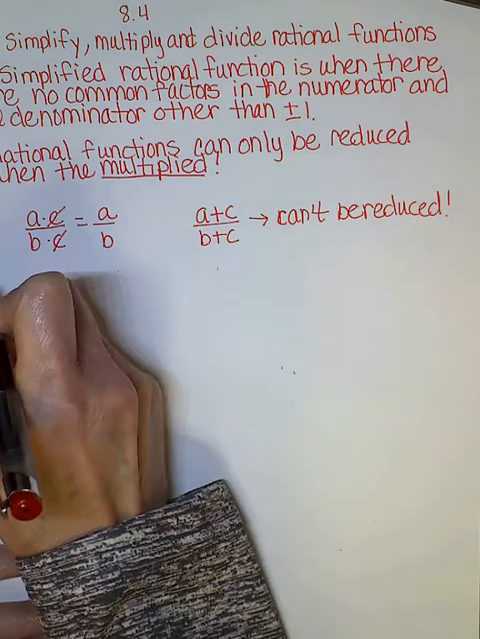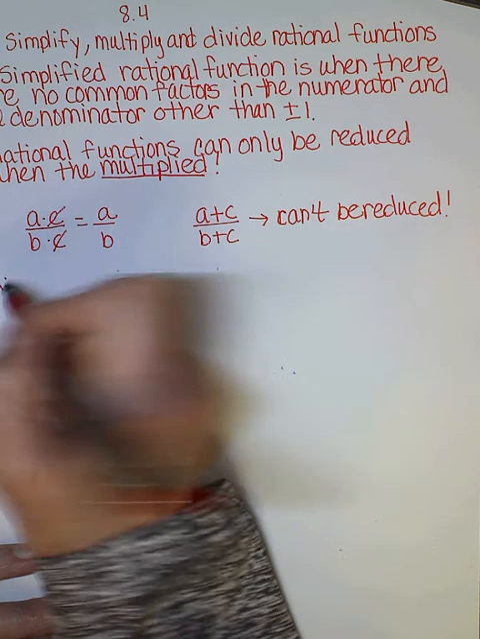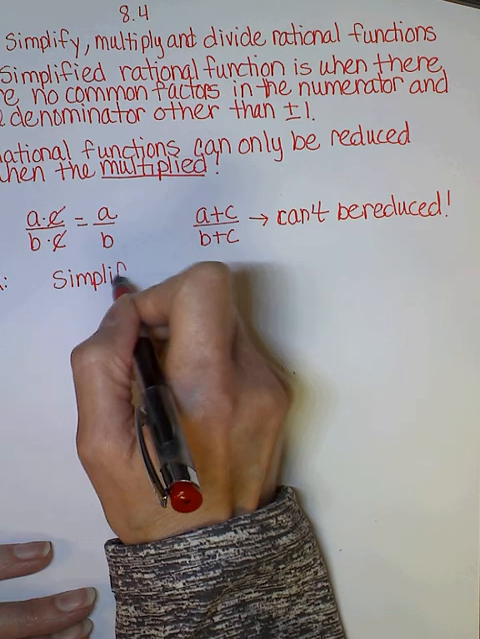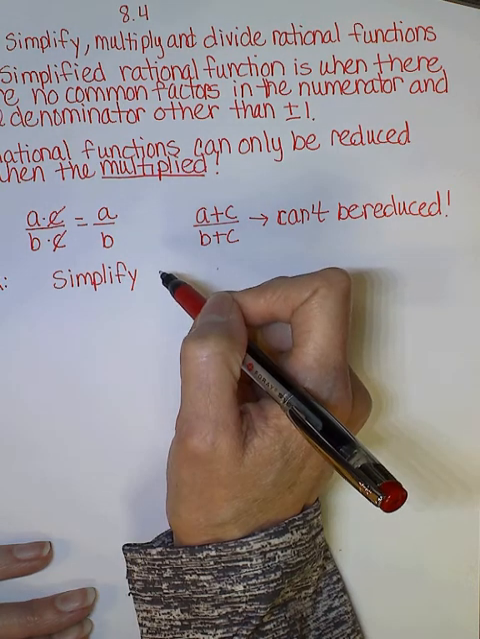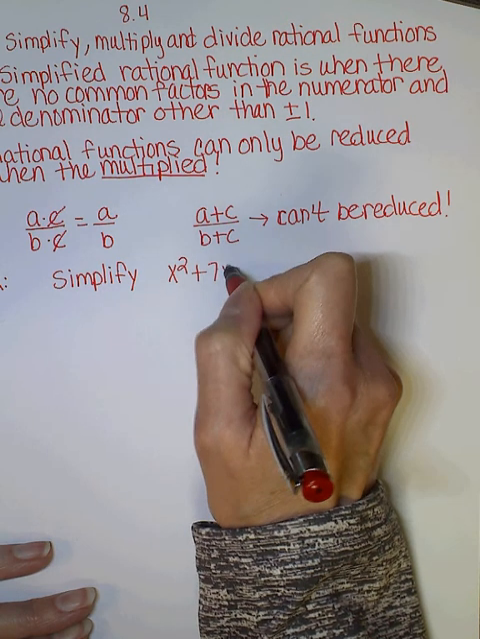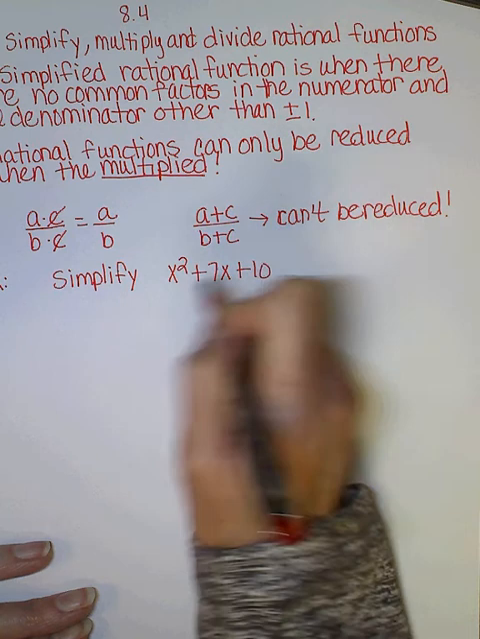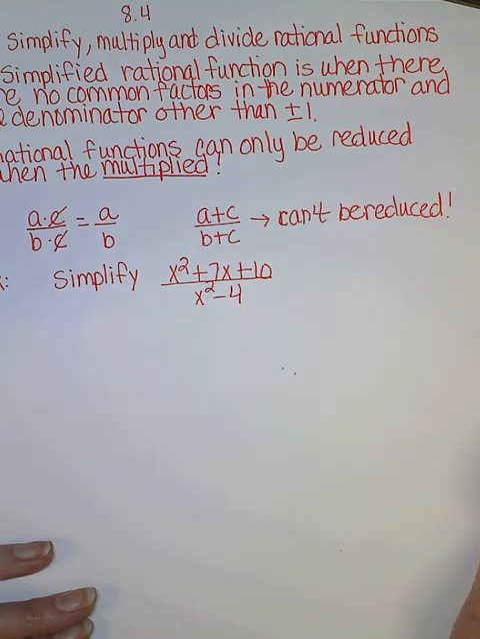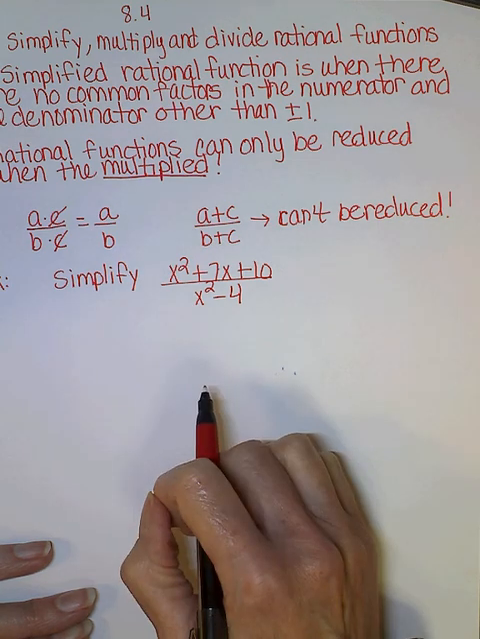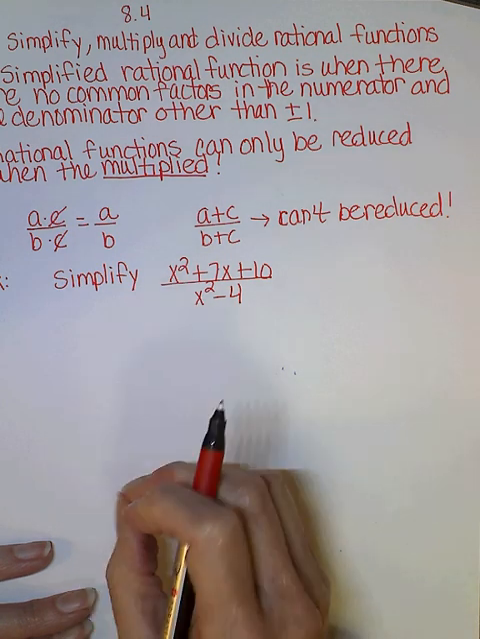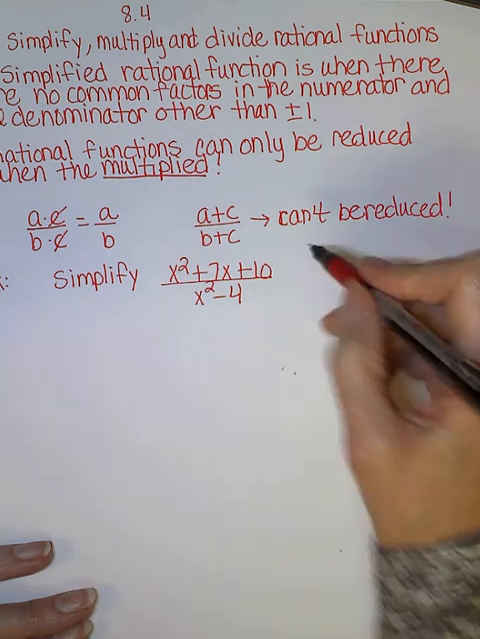Okay, so let's look at an example. And we're just simplifying, so the directions say simplify. And it'll give us a rational expression with two polynomials. Remember, it's just a fraction of polynomials. So you can't reduce anything when it's in this state. A lot of students try to cross out those x squared terms, but you can't until you factor it. So nothing can be reduced here.